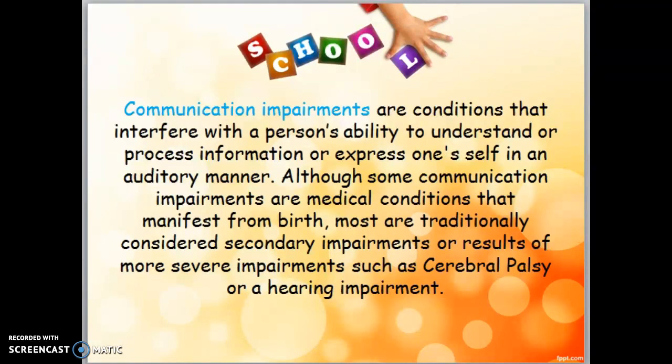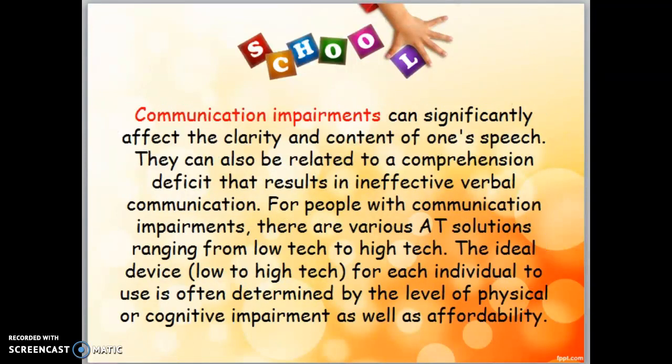Communication impairment. These are conditions that interfere with a person's ability to understand or process information or express oneself in an auditory manner. Although some communication impairments are medical conditions that manifest from birth, most are traditionally considered secondary impairments or results of more severe impairments, such as cerebral palsy or a hearing impairment. Communication impairments can significantly affect the clarity and content of one's speech. It can also be related to comprehension deficit that results in ineffective verbal communication.